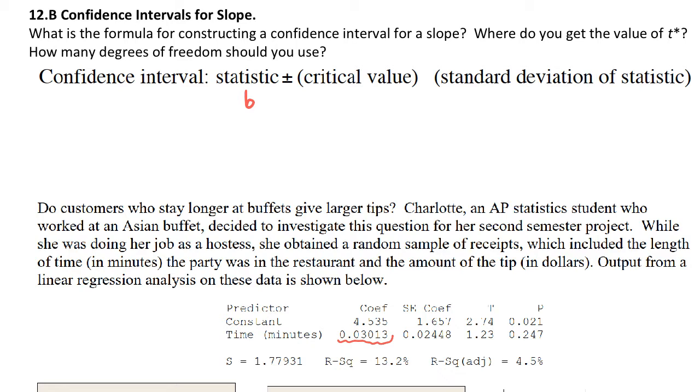Plus or minus the critical value. Based on the rest of the question, it's probably going to be a t. That's because when I do the standard deviation of the statistic, we are not going to know the real standard deviation, and so we have to use the formula for the standard error of the slope. So our t star, times the standard error of the slope. We're not going to have to calculate that using the complicated formula. It's on the formula sheet.